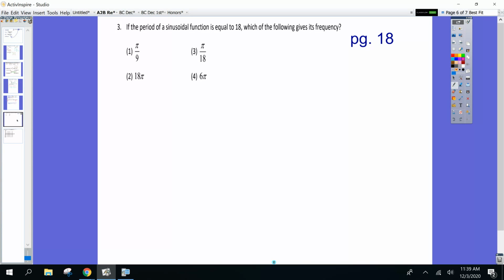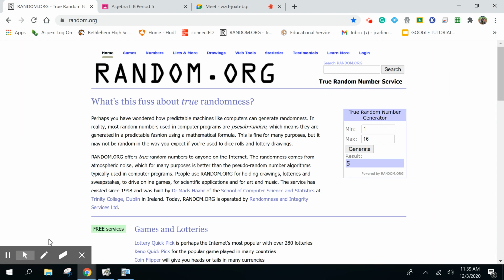Period is equal to 18. What's the frequency? Yesterday, you guys always knew the frequency and would find the period using the formula. But now I'm going backwards, I guess. Now I'm going to tell you the period. What's the frequency? All right, we're fine, though. We're all good.